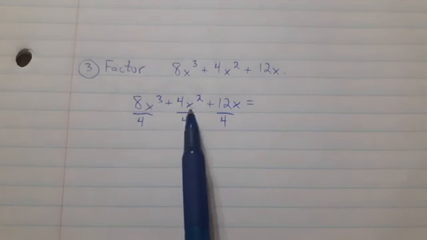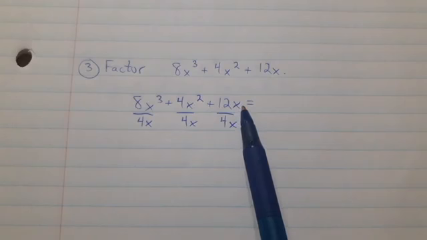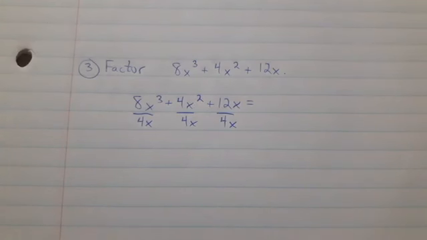They also have a common variable. So we have to divide by that common variable of x. And remember, we always pick the smallest power of x. Since the smallest power we see is x to the 1, that's what we divide by. So that makes our GCF 4x. We take that GCF and divide it out in front.